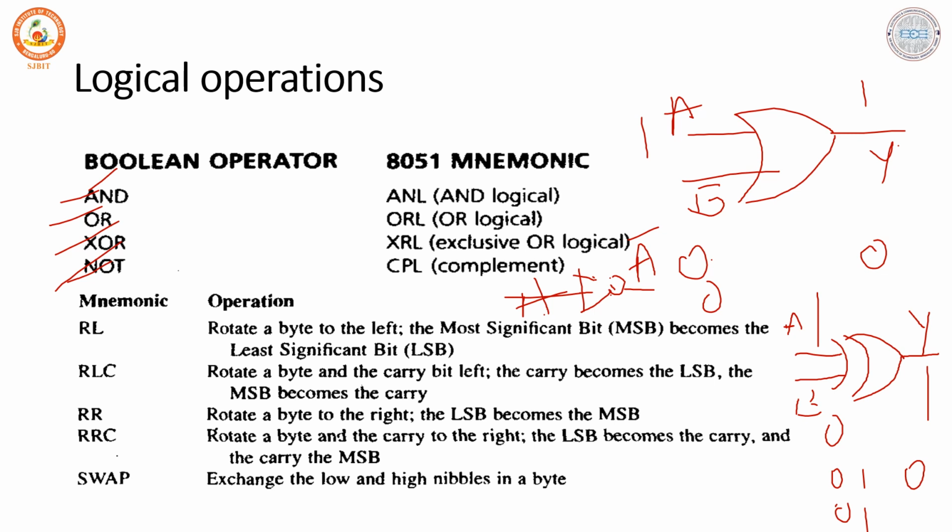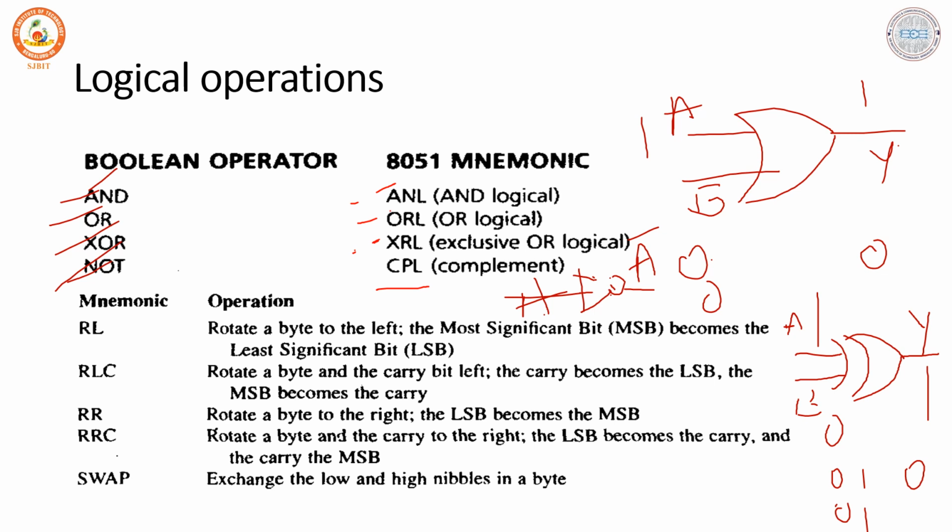In 8051, we represent the instruction as ANL for the AND operation, ORL, that is OR logically, for the OR operation, XRL, that is exclusive OR logically, for the XOR operation, and CPL for complementing, for the purpose of the NOT gate operation.